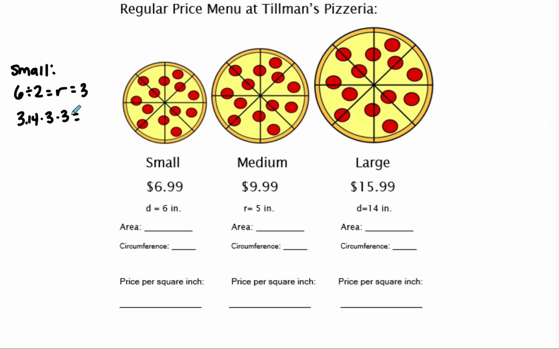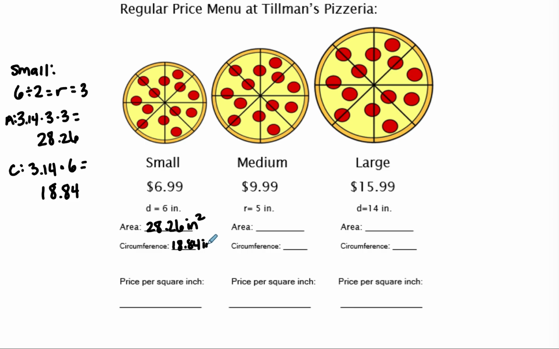Our area is 28.26 inches squared. So that's my area work. For my circumference work, I do pi times diameter, so 3.14 times 6. That gives me 18.84. That's going to be regular inches.